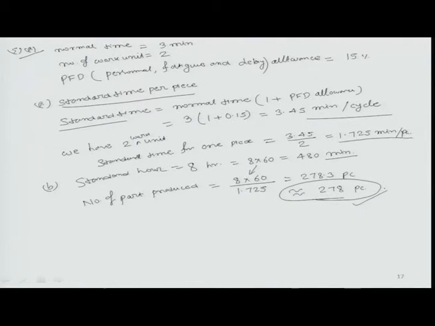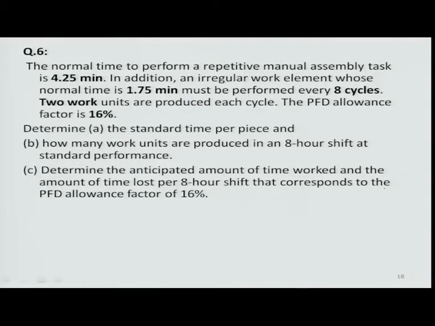Okay. Now I am moving to the next question. In this question, the normal time to perform a repetitive manual assembly task is 4.25 minutes. In addition, an irregular work element whose normal time is 1.75 minutes must be performed every 8 cycles. Okay. In addition to the normal time, there is an irregular work element time of 1.75 minutes, to be performed every 8 cycles. Now 2 work units are produced each cycle. The PFD allowance is 16%.